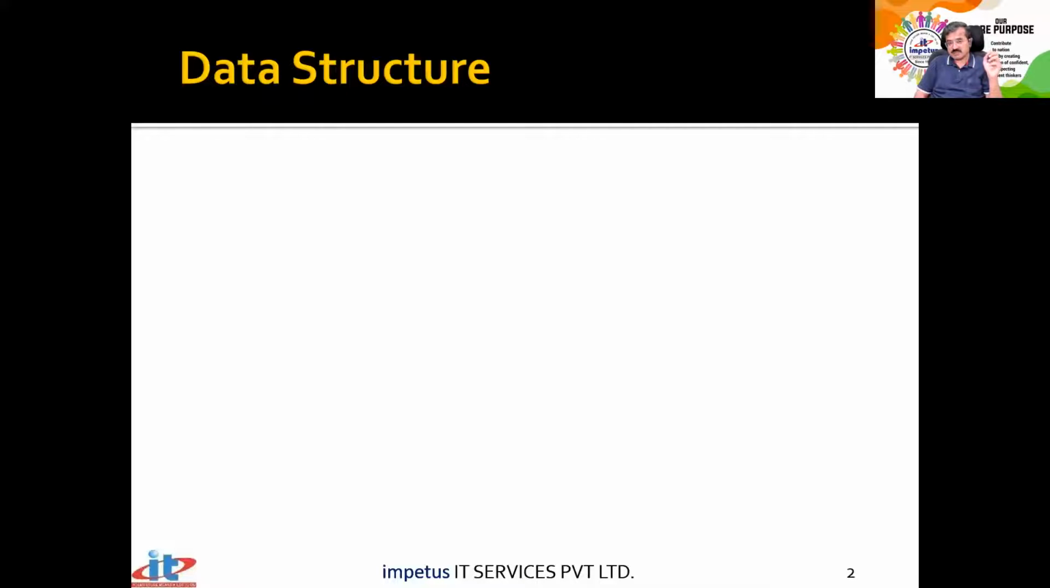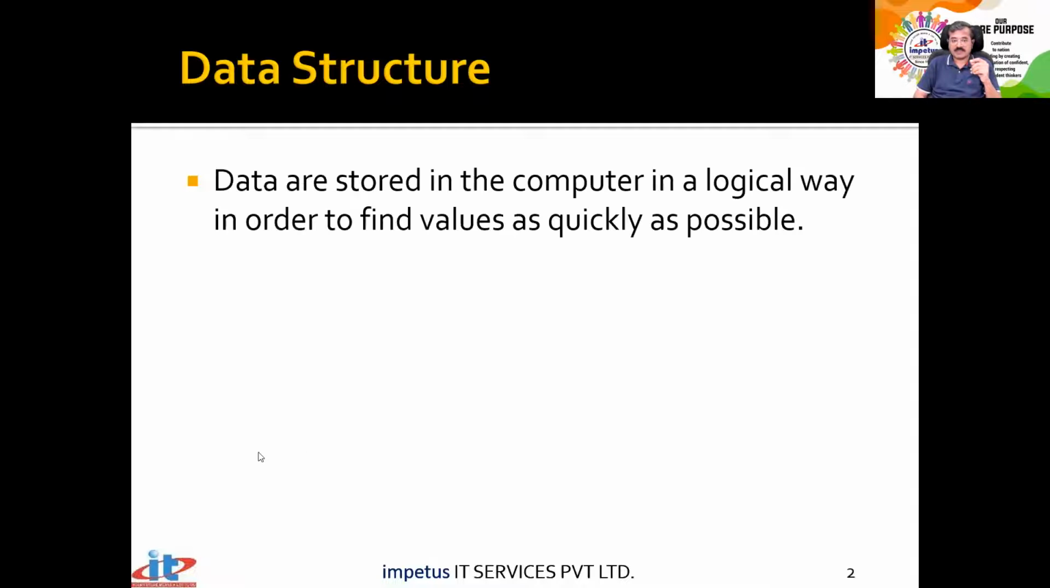And it has some purpose. First is efficient storage management, and second is faster retrieval of data. So we'd like to store the data in the memory in such a way that there is no wastage of memory. And second, we'd like to store the data in the memory in such a way that I can retrieve information out of data in the smallest possible time. So we are now moving on to the first and the simplest amongst all the data structures, that is arrays. Data is stored in computers in a logical way in order to find values as quickly as possible.